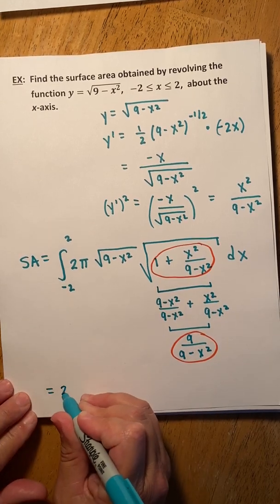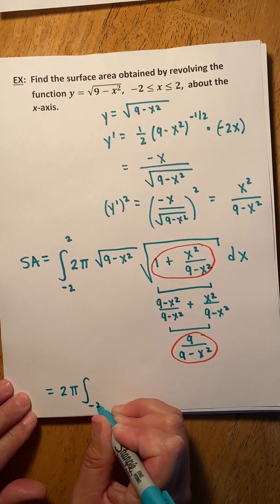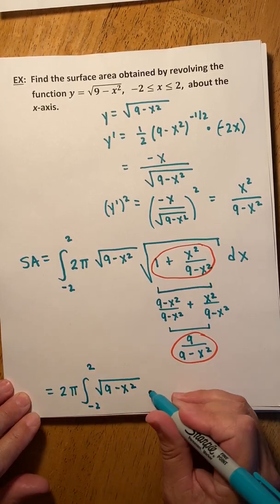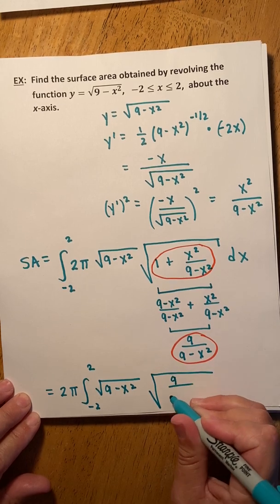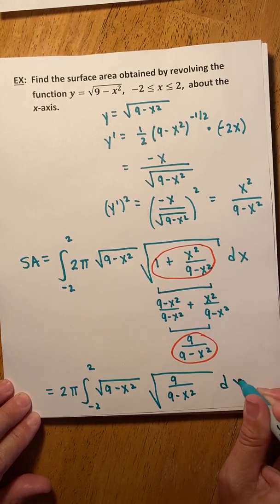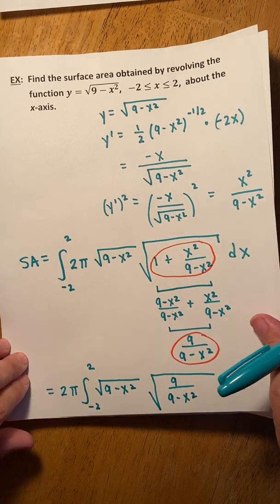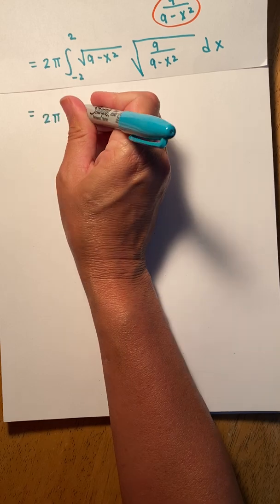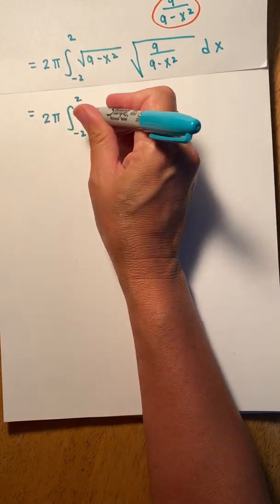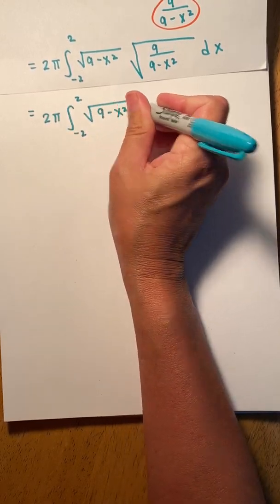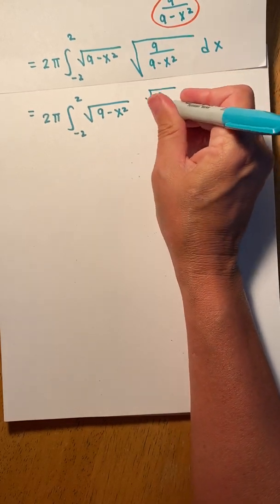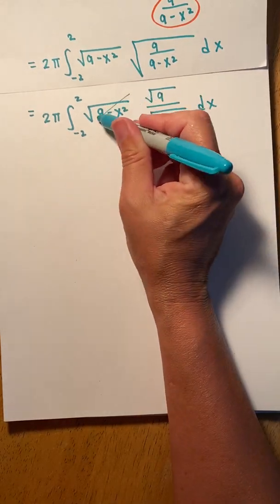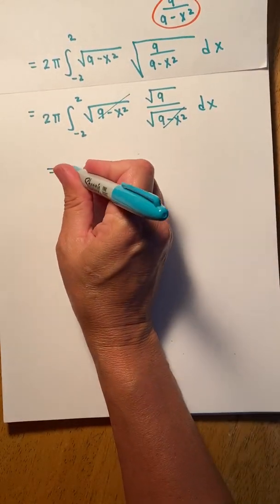This brings me to, I'm going to bring the 2 pi out front, negative 2 to 2. We got the square root of 9 minus x squared times the square root of 9 over 9 minus x squared. All right, do you see where this is going yet? Okay, so now this becomes 2 pi, negative 2 to 2, square root of 9 minus x squared. Now I'm going to split this radical up. That's just the square root of 9 over the square root of 9 minus x squared. Pretty cool, huh? Those cancel.